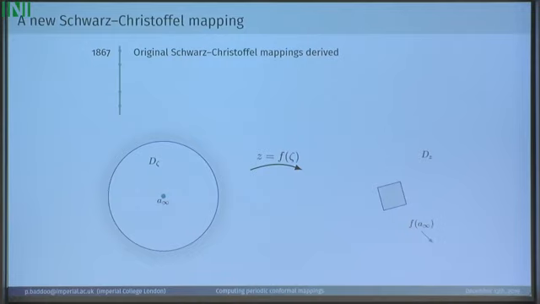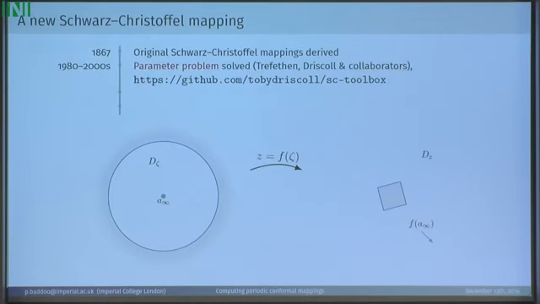But in order to really know the Schwarz-Christoffel formula, we need to determine something called the parameters. And these are just the points on this circle that are mapped to the vertices of this square. And it's not at all obvious which points on the circle are mapped to the vertices of the square.